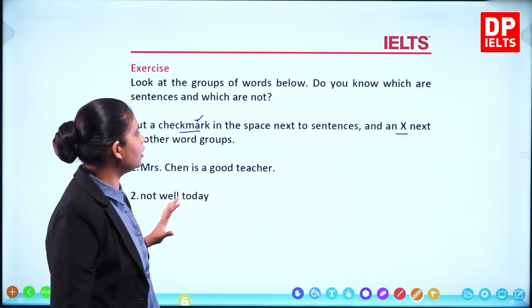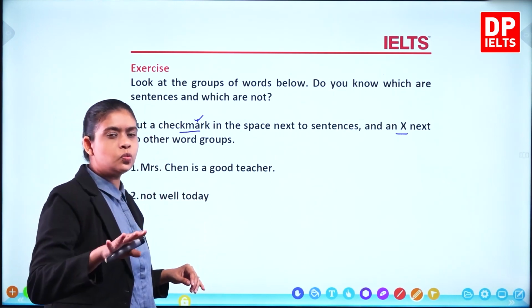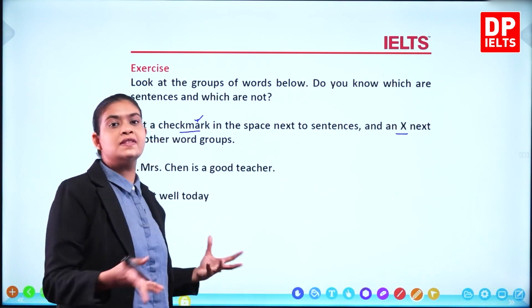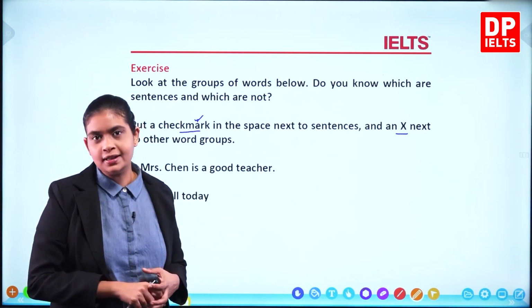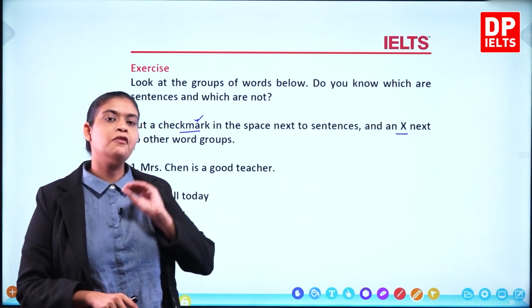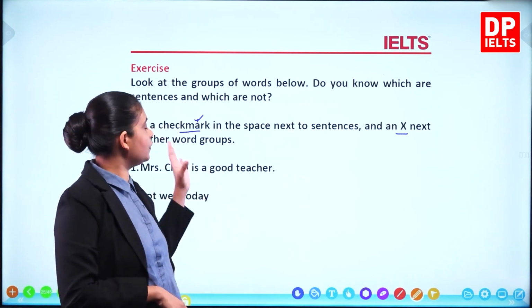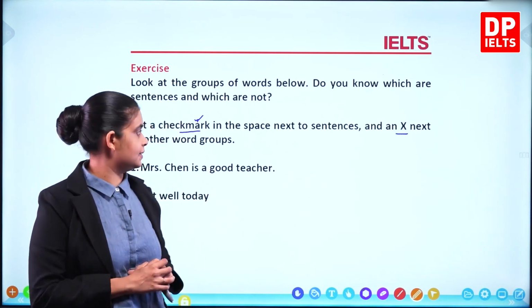So here what you have to do is identify which ones are sentences, which ones are not sentences. So as I told you at the start, sentences have complete thoughts. It has a complete meaning. If it doesn't have a complete meaning, then it is not a sentence, right?